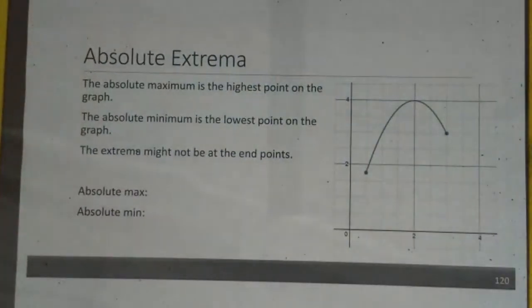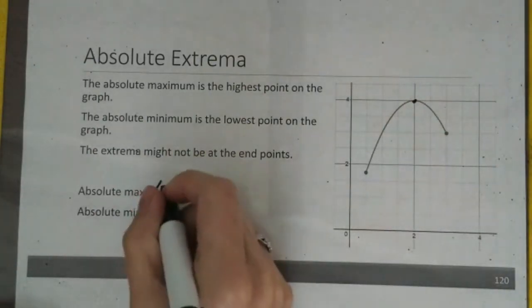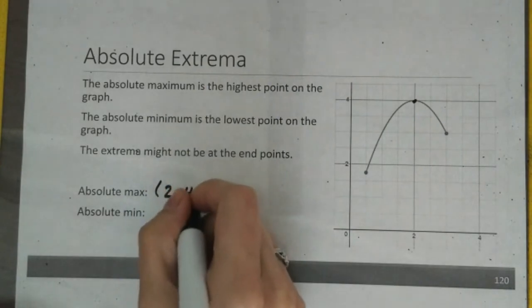Absolute extrema is going to be this idea that we carry through to the next unit. And the absolute maximum is going to be the highest point on your graph. The absolute minimum is going to be the lowest point on the graph. They might be at the endpoints, they might not be. So our absolute max, the very, very highest we go, is this point. So that has an x value of 2 and a y value of 4.